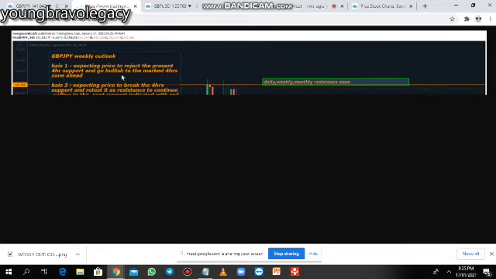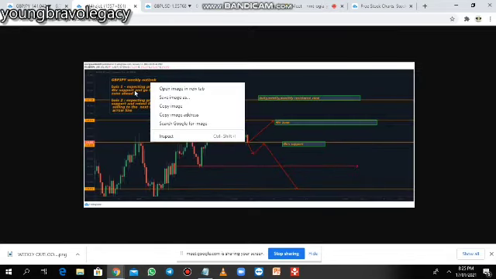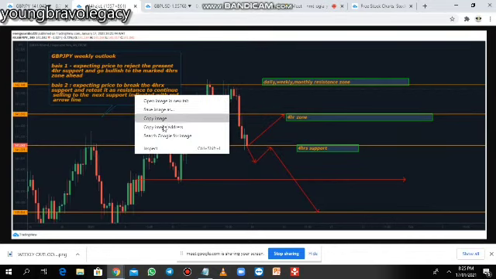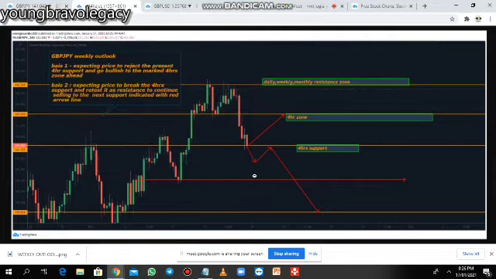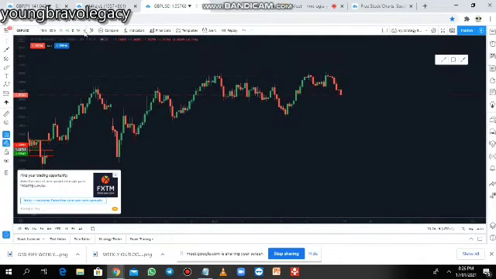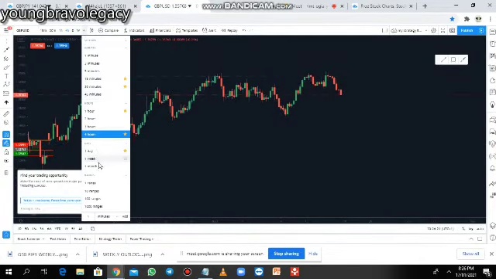Okay, the network is slow. See how everything is loading. Okay, save image. GBPJPY weekly outlook. So next week you can check if price played out the way you want it to play out. Okay, let's go to the monthly. You understand? Let's go to the monthly.